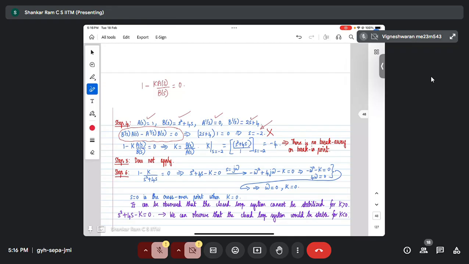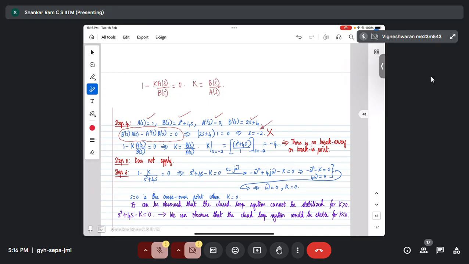Why? Because we have positive feedback. In positive feedback, the closed loop characteristic equation is 1 minus g of s h of s equals 0. So that's what we have. Consequently, if we solve for k, we get B of s by A of s. Previously, we had minus B of s by A of s.